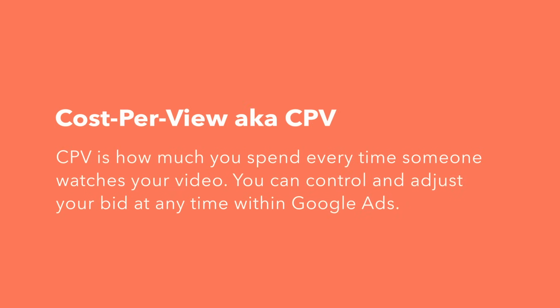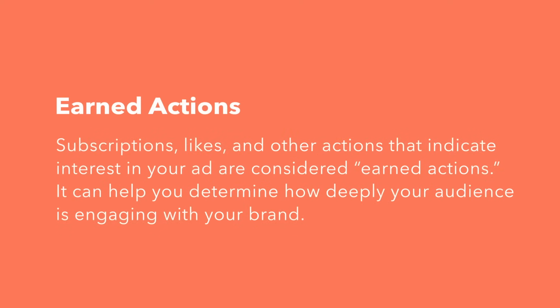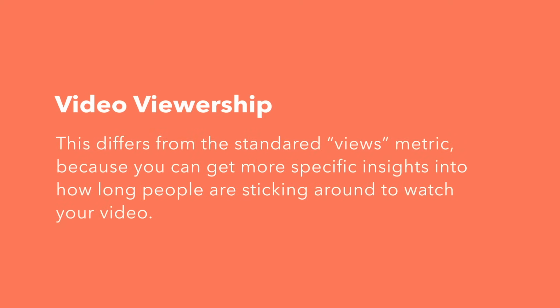Next is the cost per view metric, also called CPV. Your CPV is how much you spend every time someone watches your video. Keep in mind that with the bidding system in Google Ads, you can control and adjust your bid at any time. Another metric to consider is earned actions. Subscriptions, likes, and other actions that indicate interest in your ad are all considered earned actions. This metric can help you determine how deeply your audience is engaging with your ads and, on a higher level, your brand.